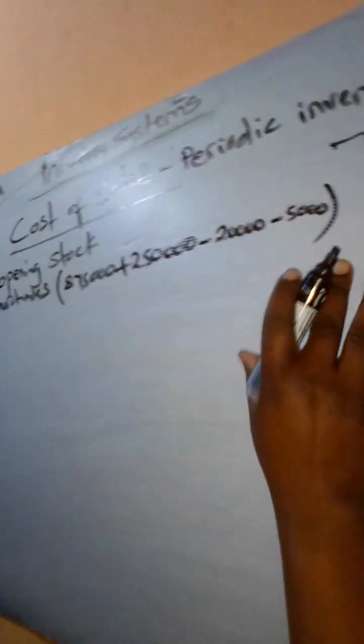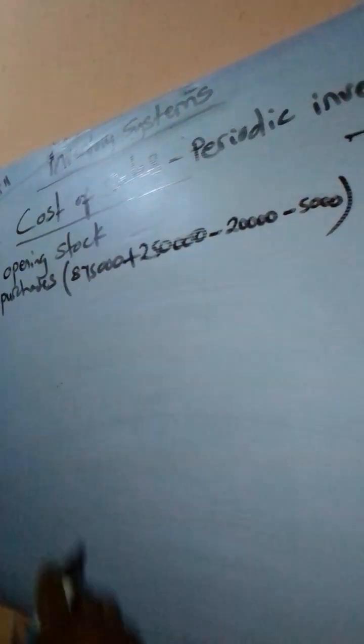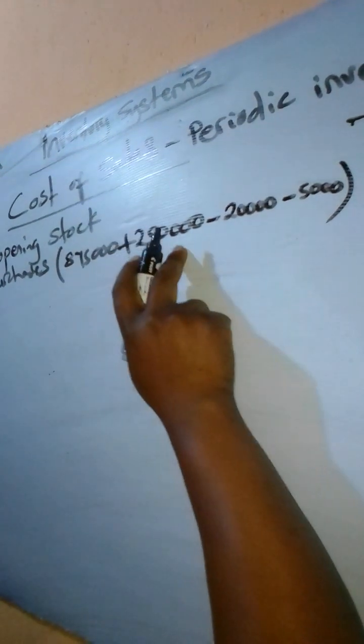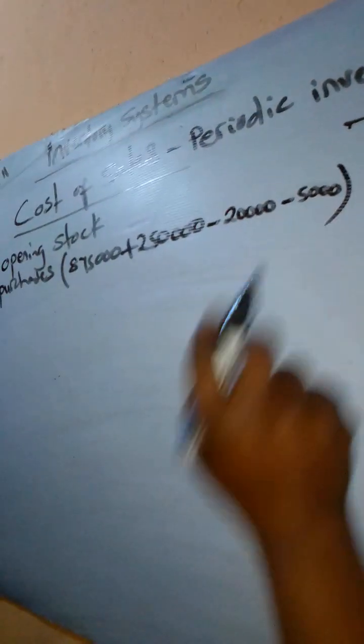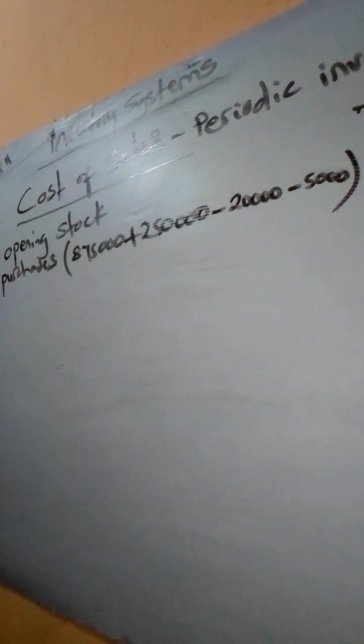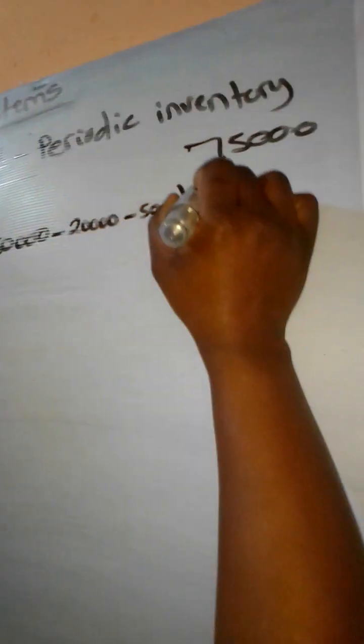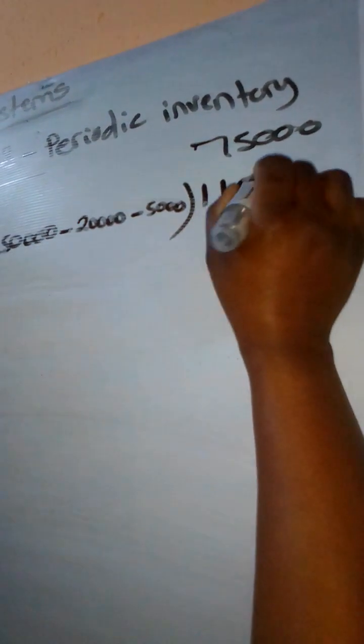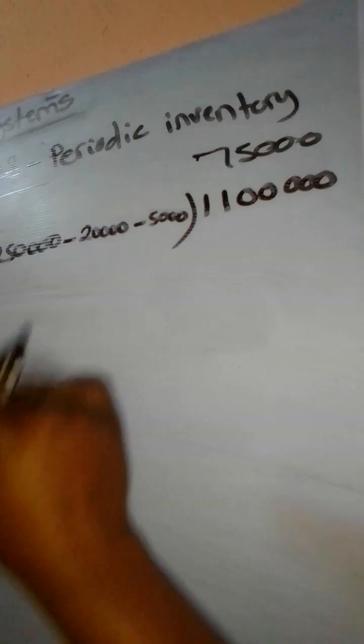So these are the adjustments for the purchases. We've got these purchases and then these additional ones, minus the returns, minus the donations. Then we'll remain with something like 1,100,000. 1,100,000 is the value for our purchases.